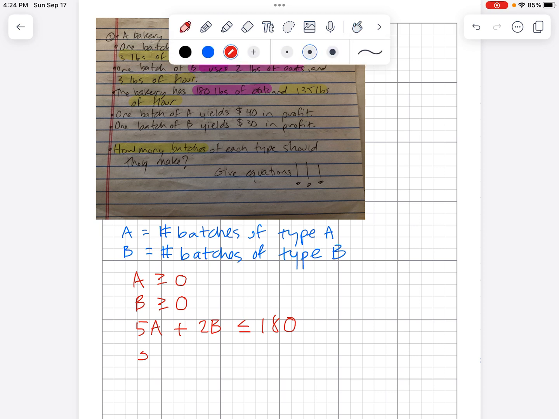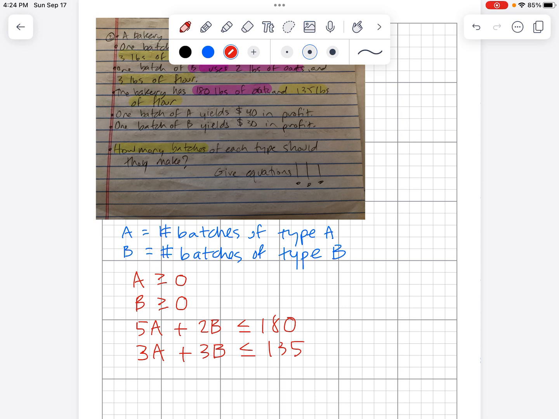would be the pounds of flour from type A would be 3 times the number of batches, because I use 3 pounds per batch, plus the pounds of flour from my type B's, which is again 3 pounds per batch, has to be less than or equal to the total number of pounds of flour that I have, which was 135.